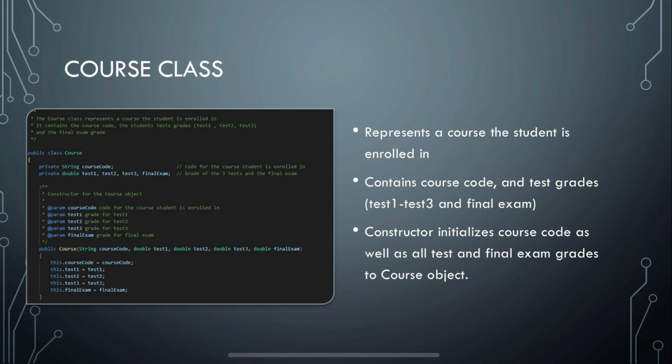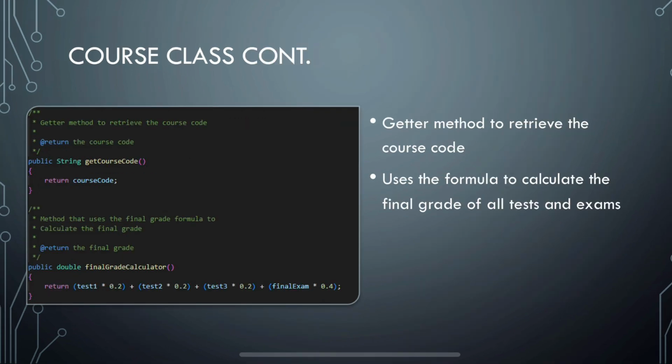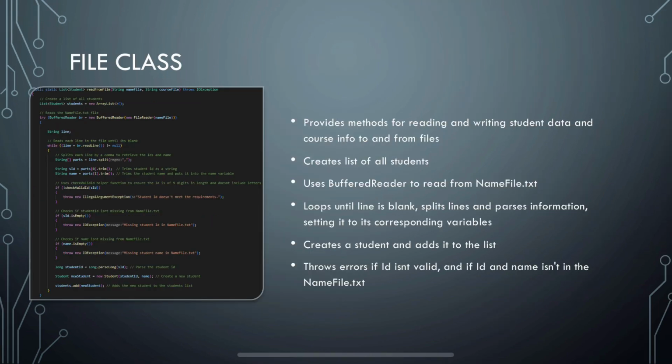Course class represents a course that a student is enrolled in. It contains a course code, the test grades, as well as the final exam grades. There's a getter method to retrieve the course code, as well as a final grade calculator that returns the final grade. File class provides methods for reading and writing student data to and from files.